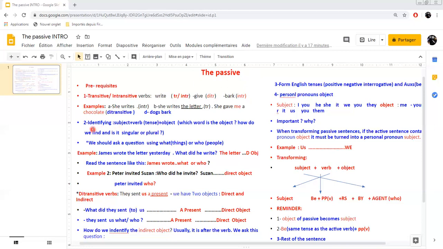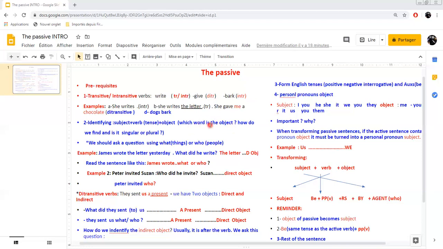Now, two, you should be able to identify the subject of the active, the verb of the active, and most of you will say it is very easy. When I say the verb, that means the tense of the verb. Two, you should be able to identify your object. It means which word is the object. Is it singular or plural? Very important. So once you identify the object, you should know if it is singular or plural.